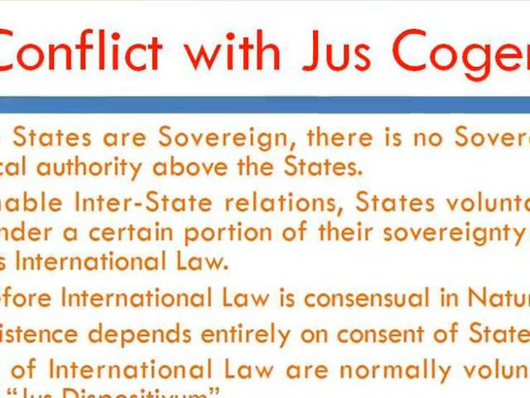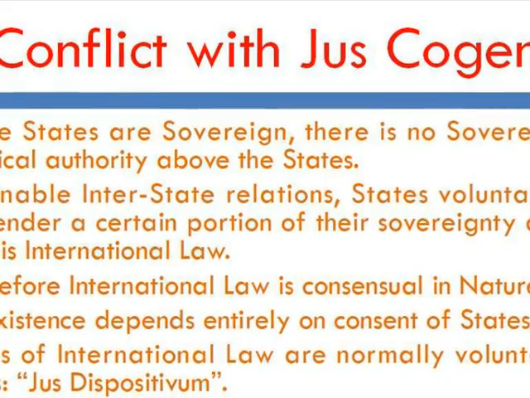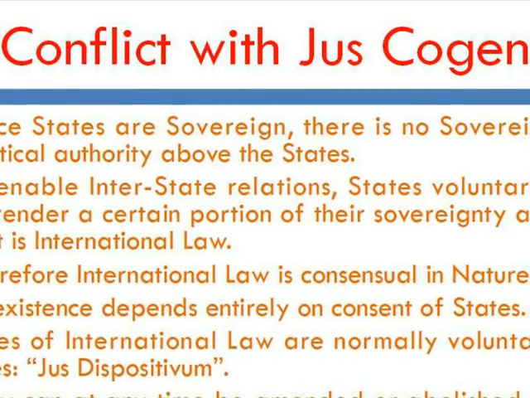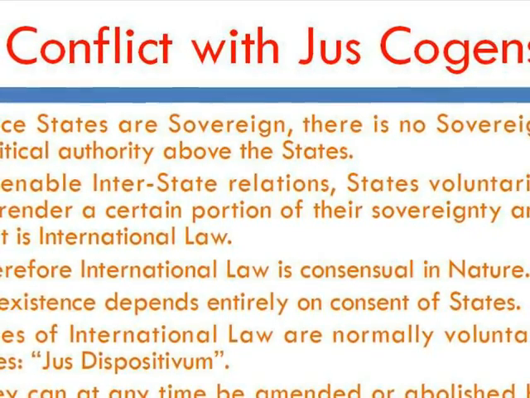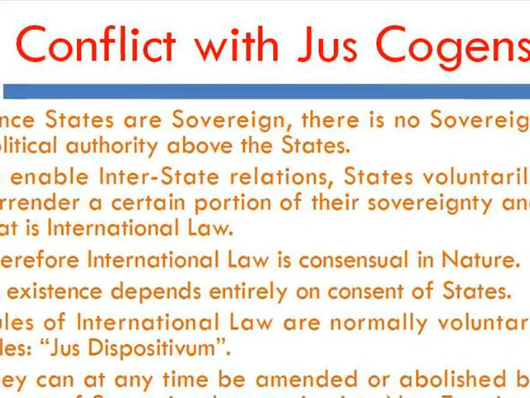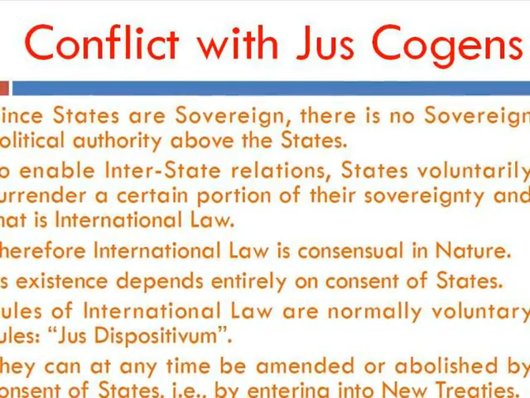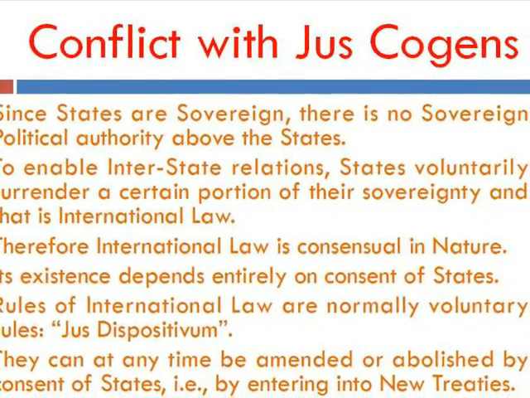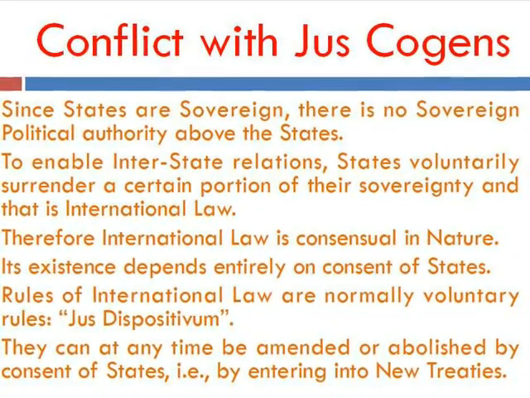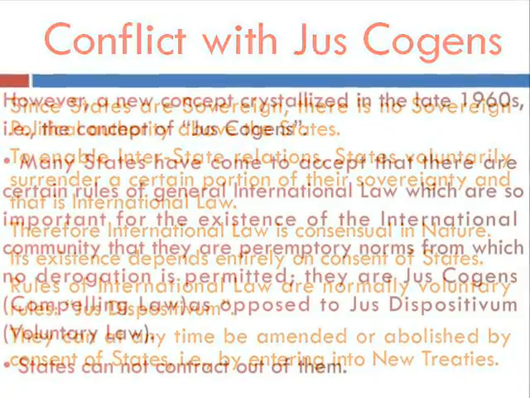Conflict with jus cogens. Since states are sovereign, there is no sovereign political authority above the state. To enable interstate relations, states voluntarily surrender a certain portion of their sovereignty, and that is international law. Therefore, international law is consensual in nature. Its existence depends entirely on the consent of the states. Rules of international law are normally voluntary rules, jus dispositivum. They can at any time be amended or abolished by the consent of the states by entering into new treaties.